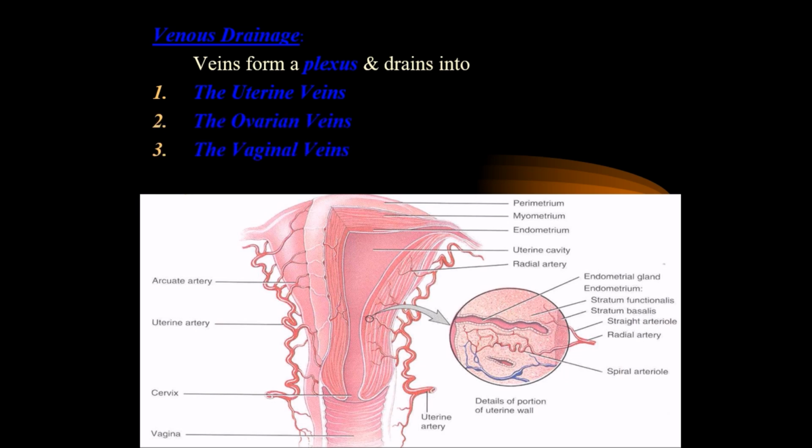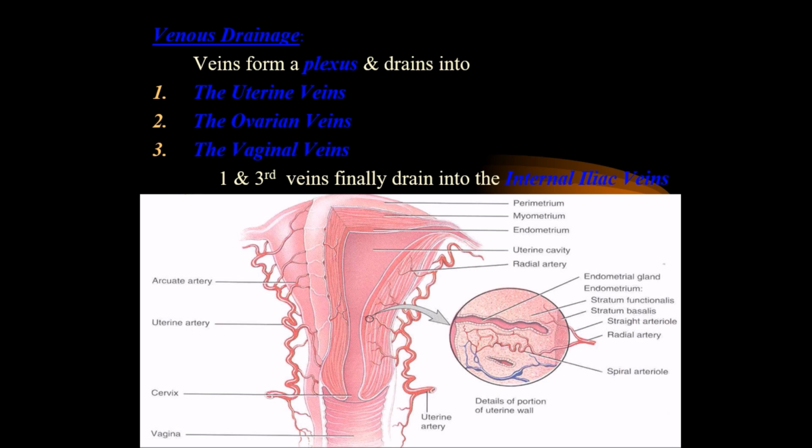One is the uterine vein, the second is the ovarian vein, and the third is the vaginal vein. Depending on the particular side, these three veins will be formed, and these veins will be draining, especially the first and the third, that is the uterine vein as well as the vaginal vein, into the internal iliac vein. What about the ovarian vein?